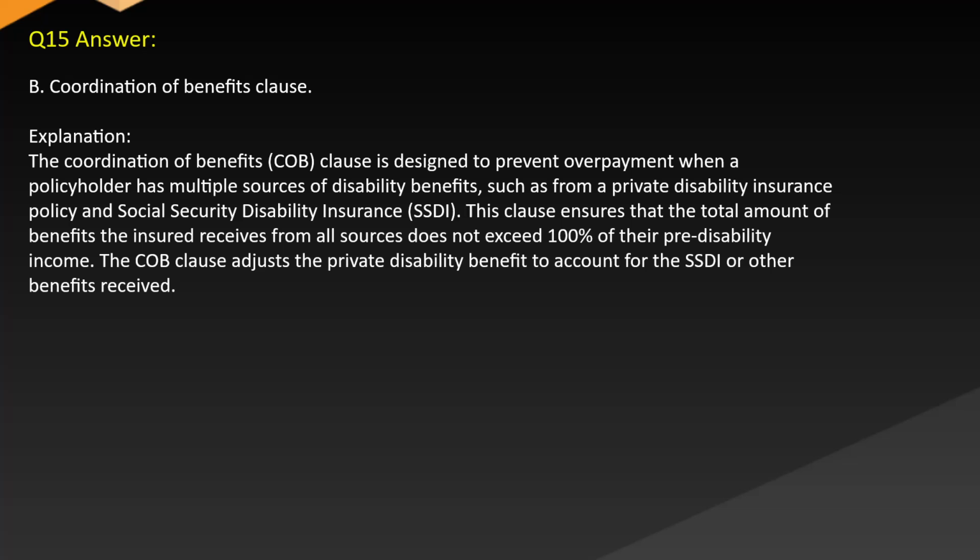Explanation: The Coordination of Benefits (COB) clause is designed to prevent overpayment when a policyholder has multiple sources of disability benefits, such as from a private disability insurance policy and Social Security Disability Insurance (SSDI). This clause ensures that the total amount of benefits the insured receives from all sources does not exceed 100% of their pre-disability income. The COB clause adjusts the private disability benefit to account for the SSDI or other benefits received.